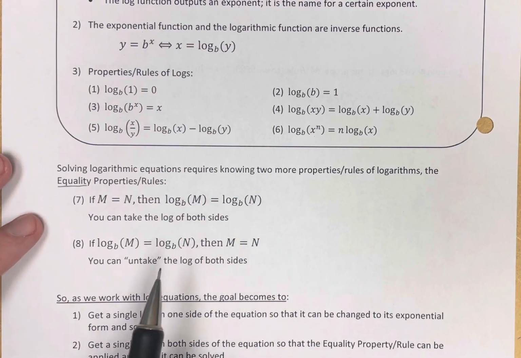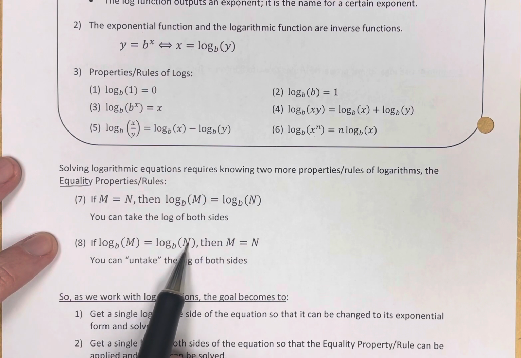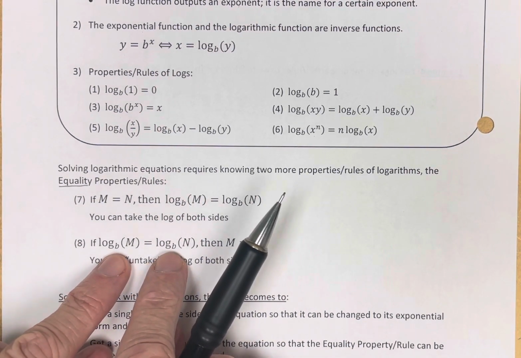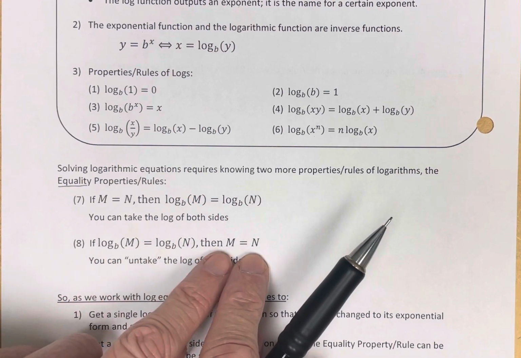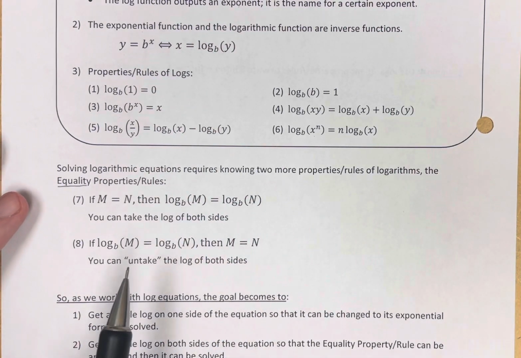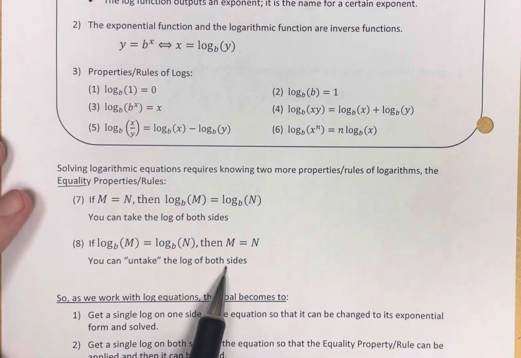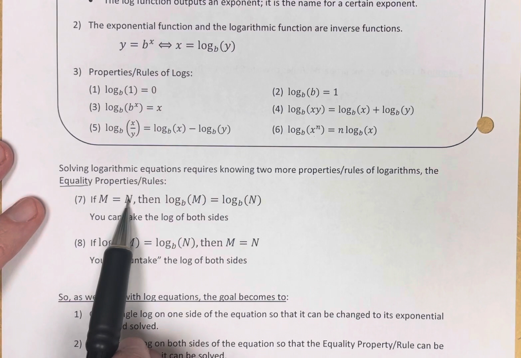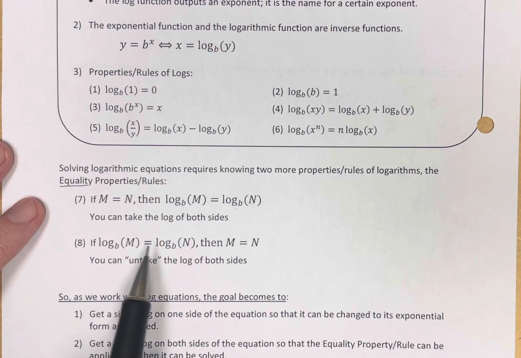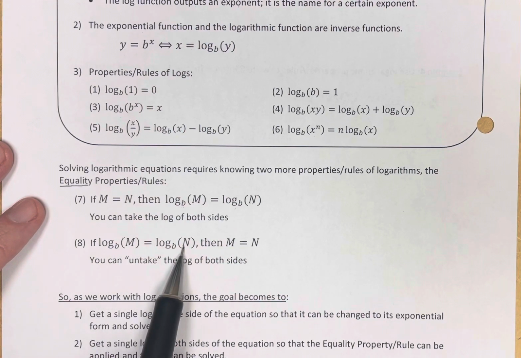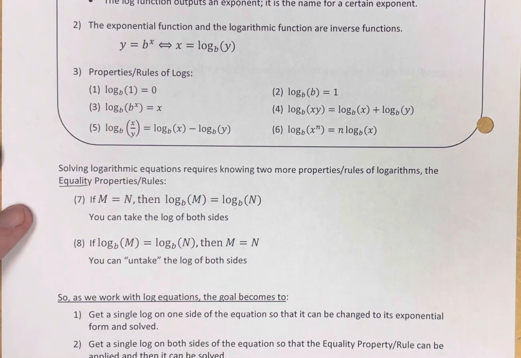The one we're going to use more often is number 8 here. If you have the log base b of m equals the log base b of n, the log of the same base, and they're equal, then the arguments are equal. In other words, in my high-tech math lingo, you can untake the log of both sides. So if you're given two expressions that are equal, you can take the log, same base, of both sides. If you're given two logs, same base, that are equal, you can untake the log of both sides and set the arguments equal to one another.